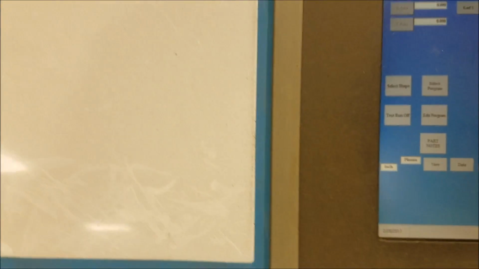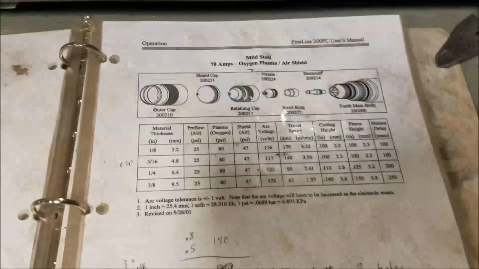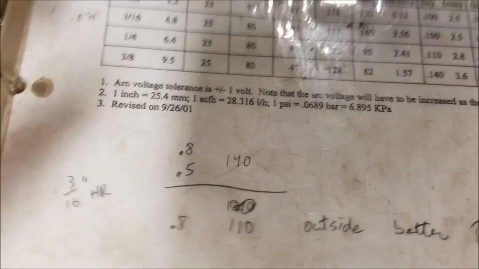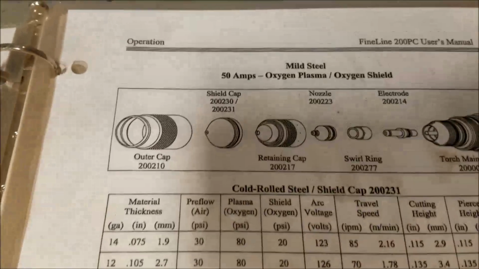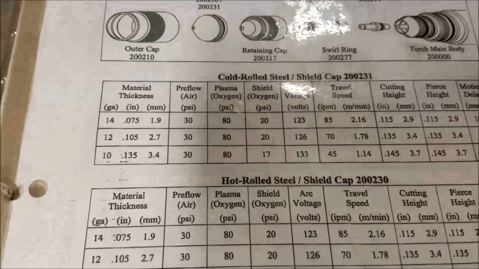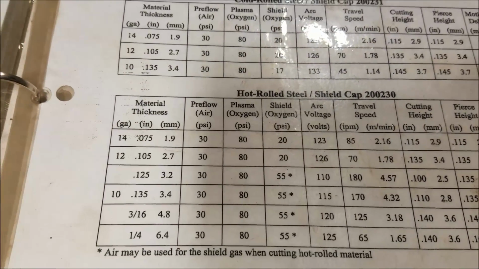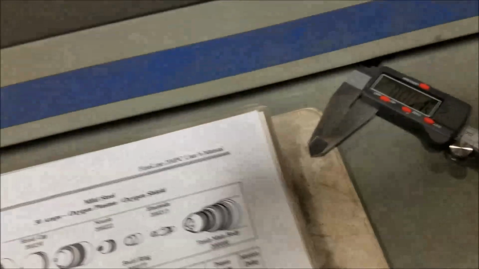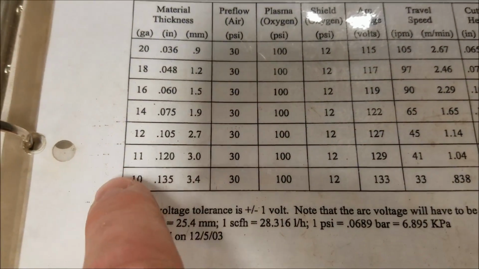So what you do is you come down to your cut charts, and I have this book here. It has all the cut charts for this plasma power supply in it. And let's just say we're cutting 1/8 inch, and we can cut 1/8 inch with 70 amps. And we can cut 1/8 inch with 50 amps. You can see we can cut 10 gauge, 12 gauge, so 1/8 inch is right in between those with 50 amps. Let's see, 30 amps. We could go down here, yep, we could cut it with 30 amps.